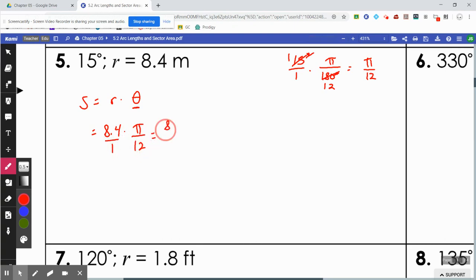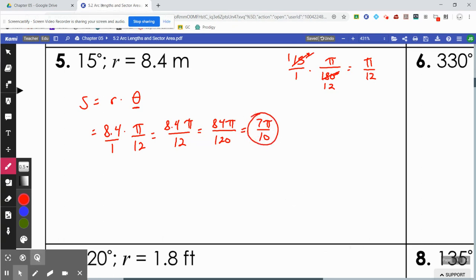That's going to be 8.4 pi over 12. So you can multiply top and bottom by maybe 10 if you just want to clean it up. That would have been 84 pi over 120, which would get rid of that decimal. Then you can reduce, dividing top and bottom by 12, to get 7 pi over 10. That's one way of writing your answer. And when you divide that out, you're going to get 2.2, and this was in meters.